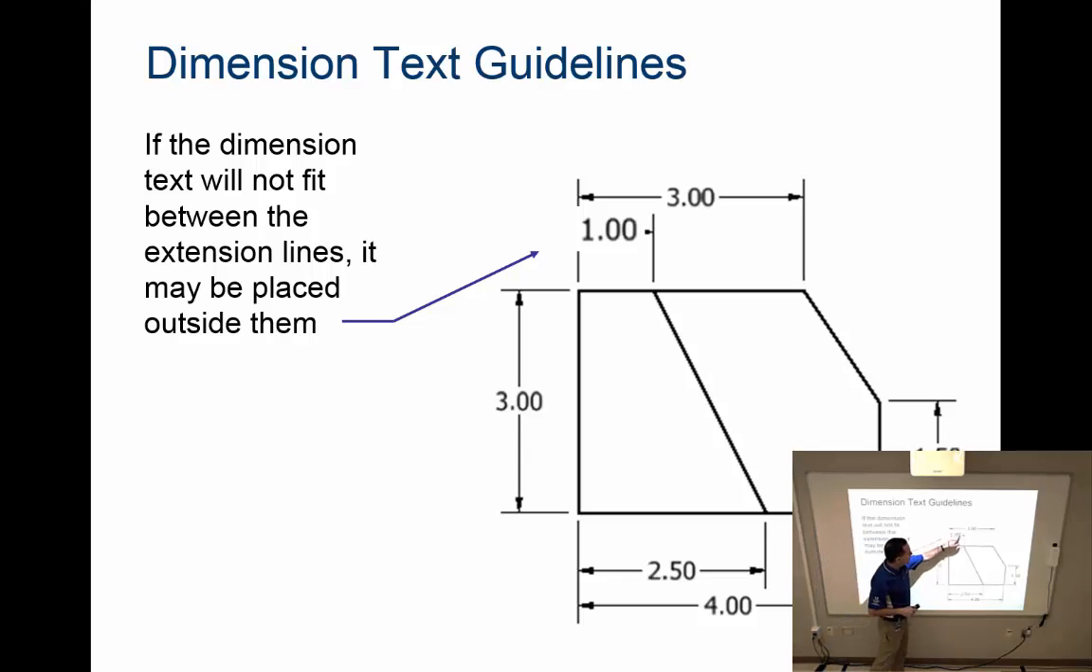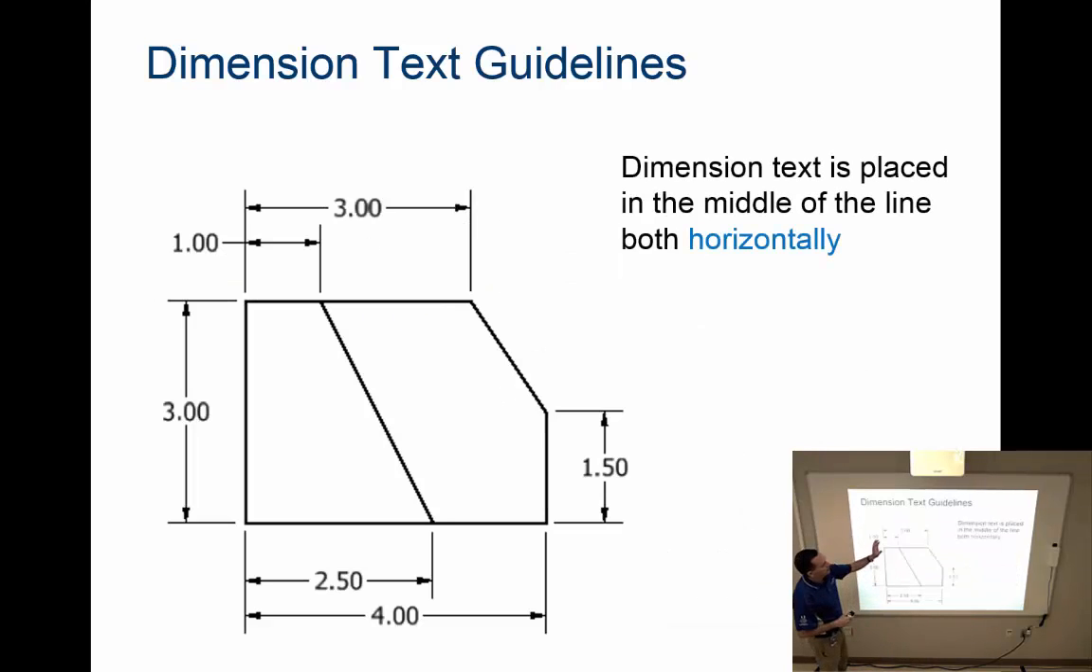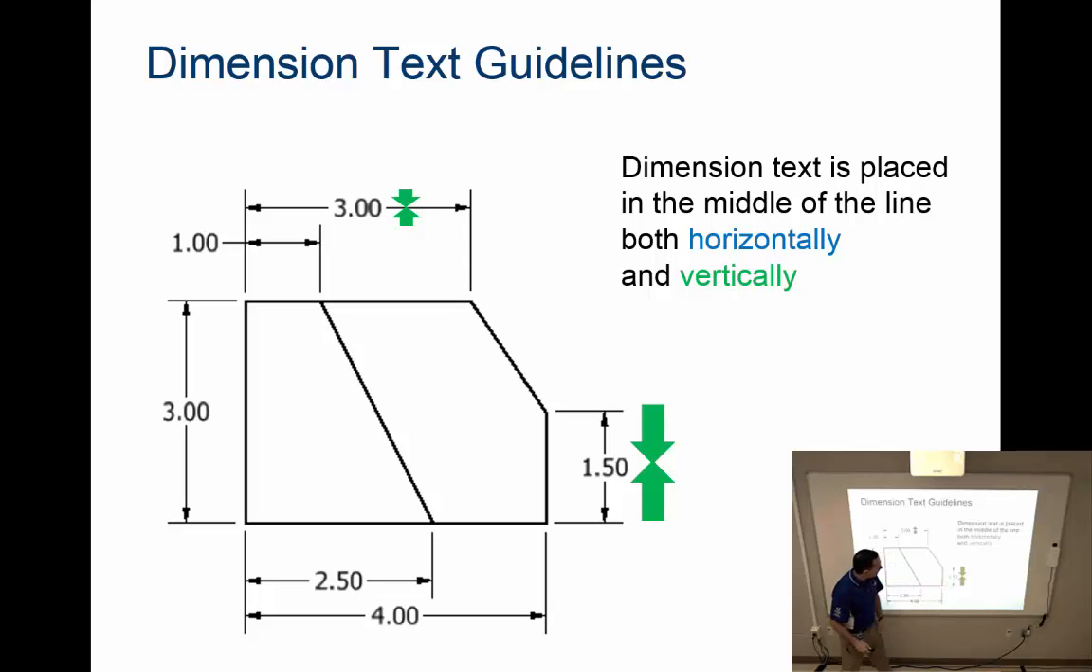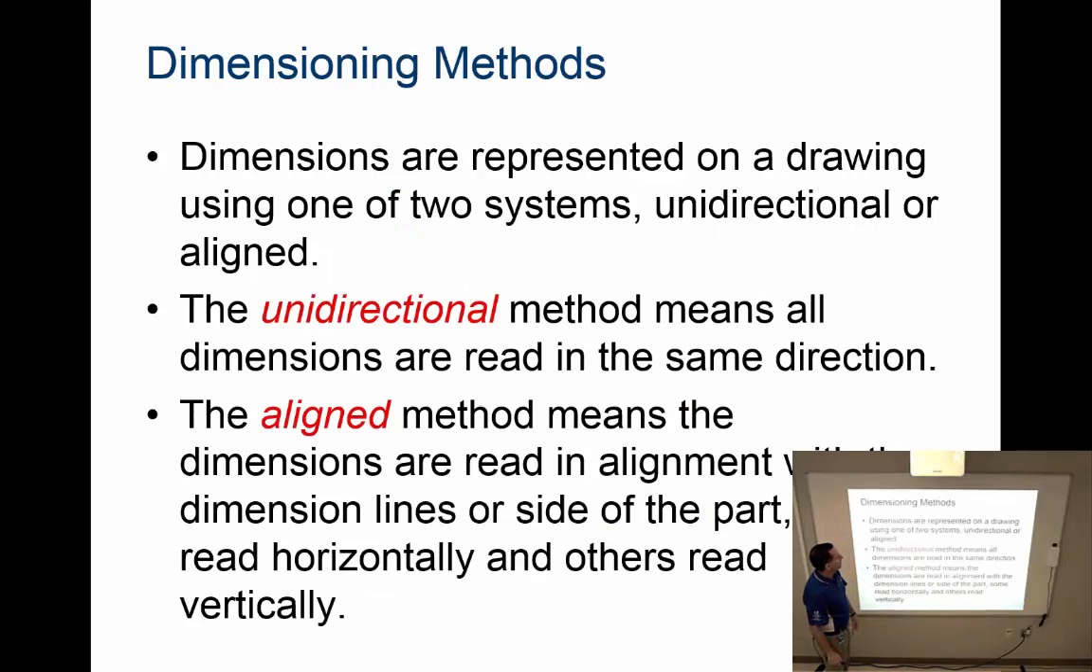If for some reason the number or the dimension text that we're placing on the drawing doesn't fit between the extension lines, typically we'll move it out on the outside, right? So my arrows are still in the middle at my dimension line, but instead of breaking the line and putting the number in the middle, I'm moving it to the outside if it's not going to fit. The dimension text can be placed in the middle line both horizontally and vertically, right? So this number is in the middle horizontally, and then same thing, the distance up and down vertically, typically.